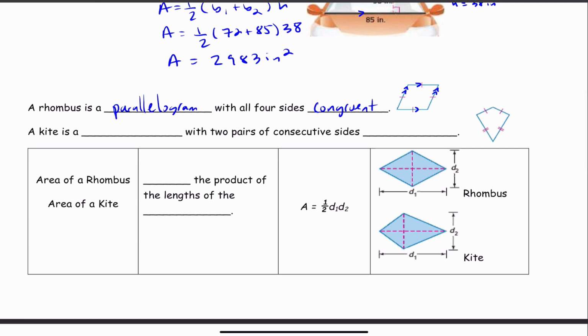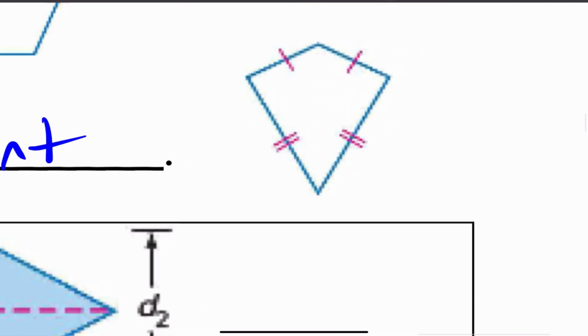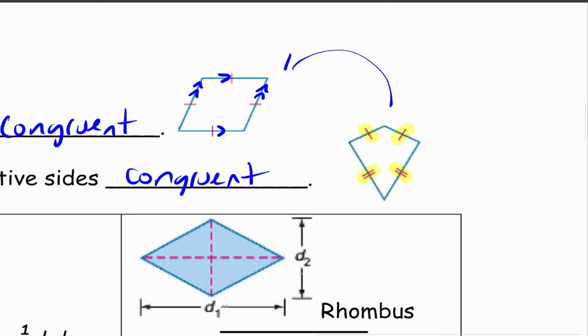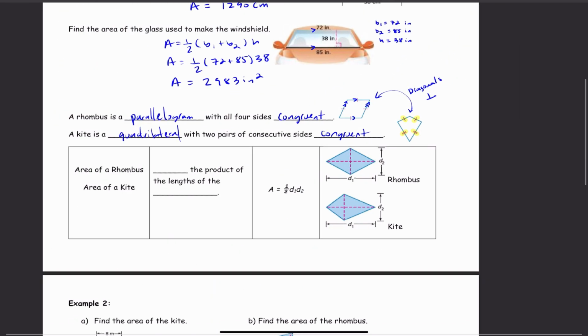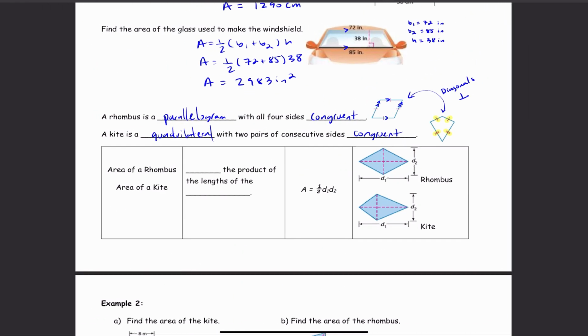A kite is a quadrilateral with 2 pairs of consecutive sides congruent. So here is my kite. These consecutive sides are congruent, and these consecutive sides are congruent. And one thing to note about these two figures is that the diagonals of these figures are perpendicular to each other. I'm going to get into that a little later.